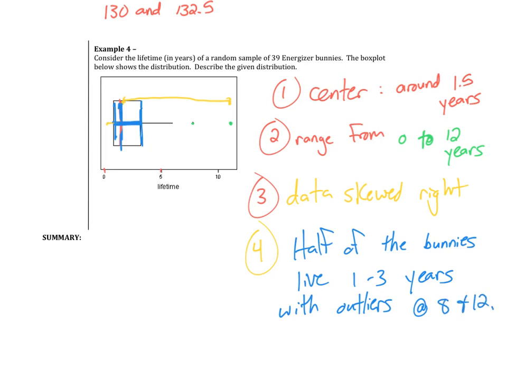I do want to point out that you should always list the outliers if there are outliers. So in that summary at the end, you should say where the outliers are. So this one, the outliers are at 8 and 12.